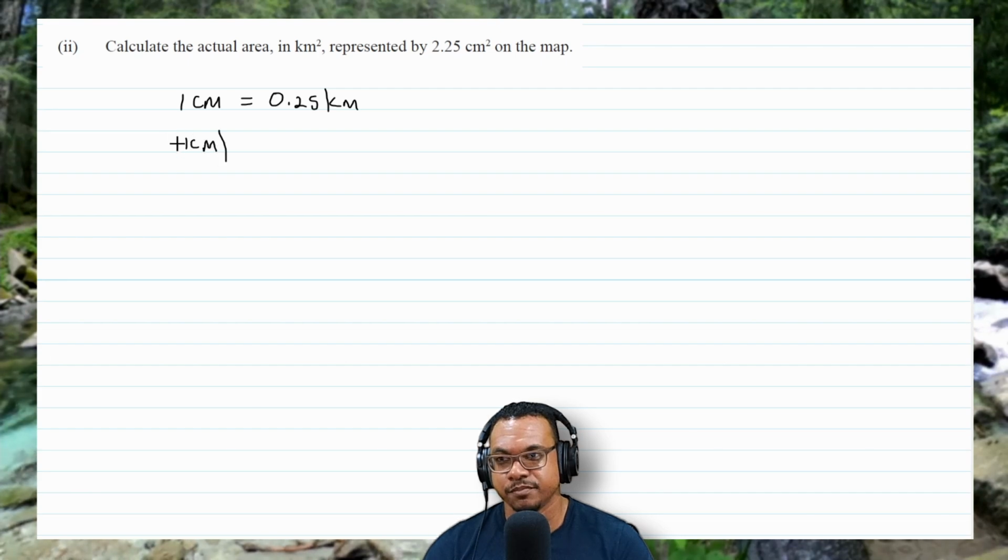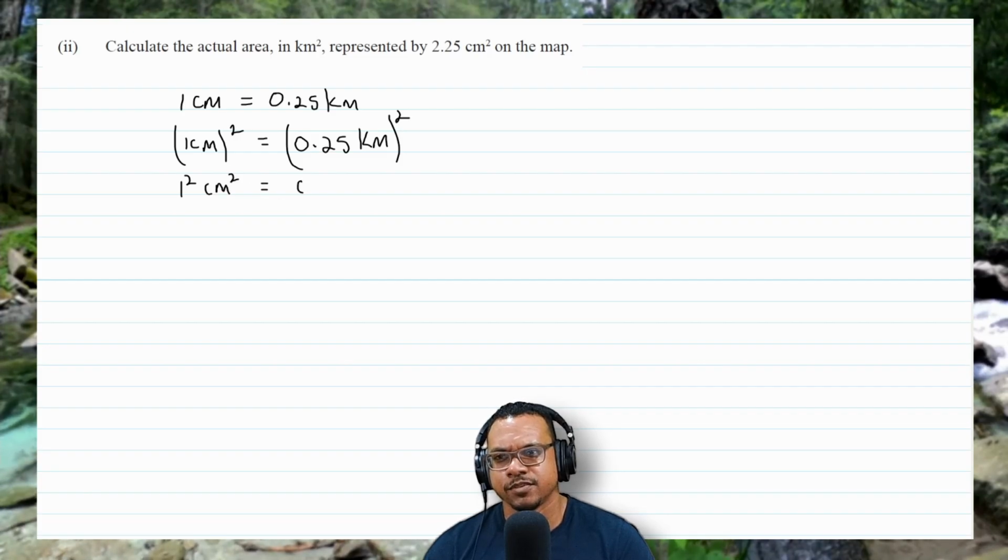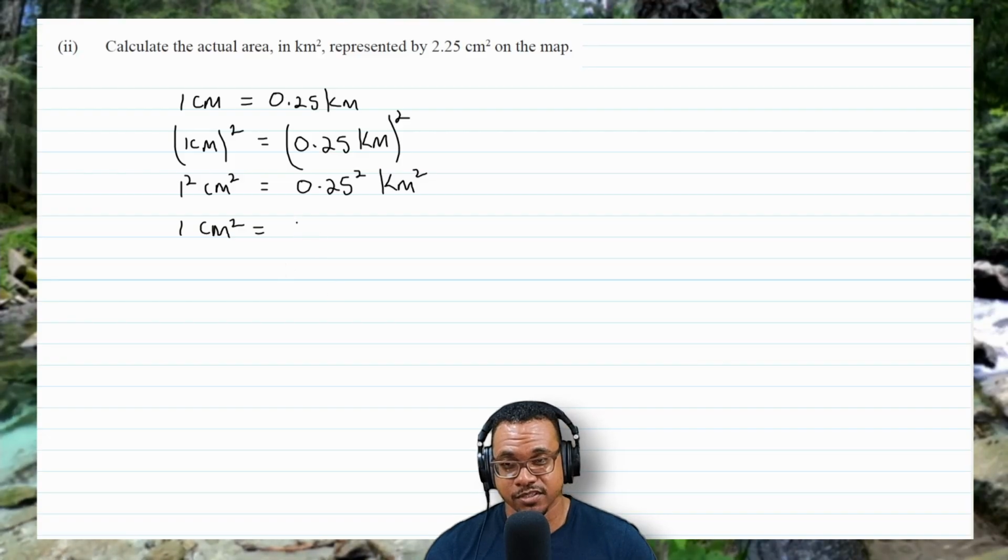So 1 cm squared is equal to 0.25 kilometers squared. So that's going to give 1 squared cm squared, using the laws of indices, and 0.25 squared kilometers squared. So 1 squared is 1. So 1 cm squared is equal to, and 0.25 squared is equal to 0.0625. All right, and that'll be kilometers squared.